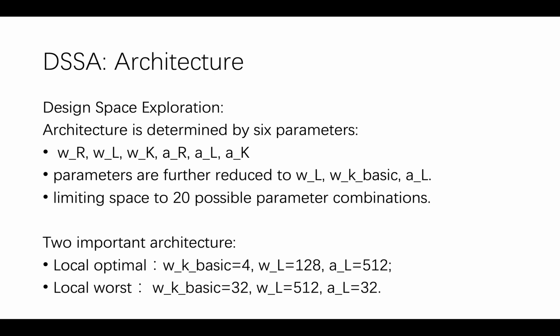To determine the appropriate configuration, we conduct a design space exploration. As mentioned before, the compression method introduces 3 configurable parameters R, L, and K. Because the weight and activation matrices are both compressed, the DSSA architecture is determined by 6 parameters, including WR, WL, WK, AR, AL, and AK. According to the dependency between the 6 parameters, the design space can be reduced to 3 parameters: WL, WK basic, and AL, where WK basic is a factor of WK.